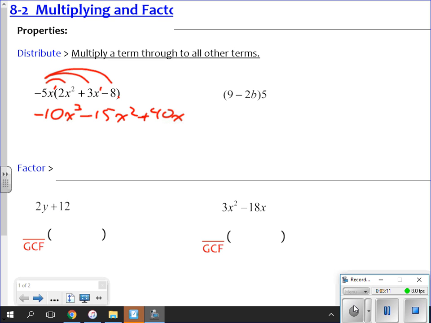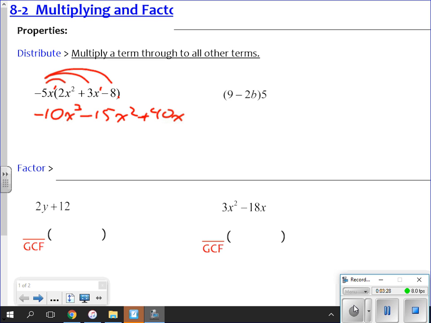Easy peasy, right? Careful with your exponents, careful with your negatives and positives. You've done distributing before. I'm not really all that worried, but do watch your exponents. They will change from multiplying. They didn't change yesterday, they will change today.